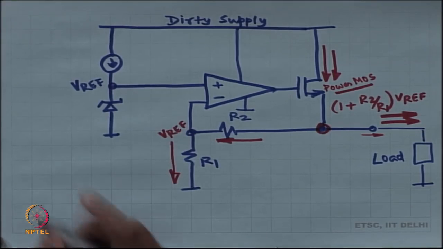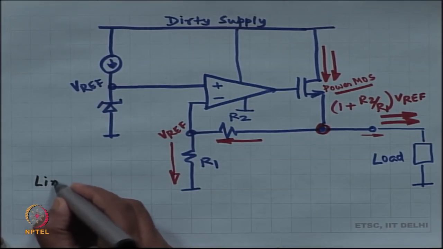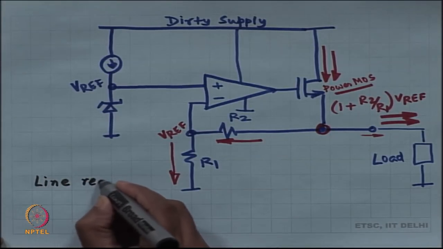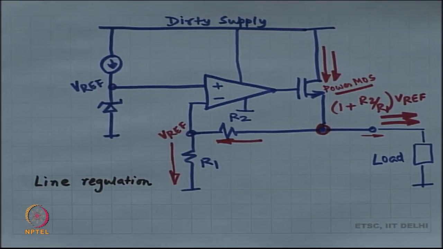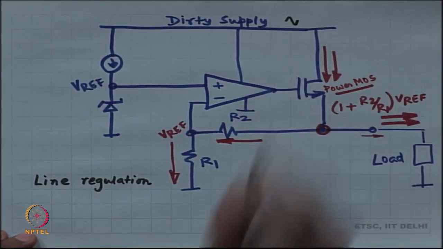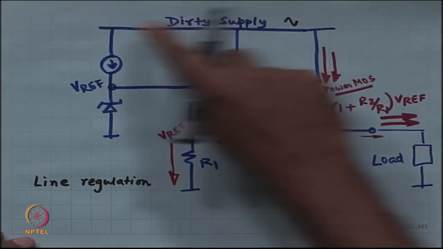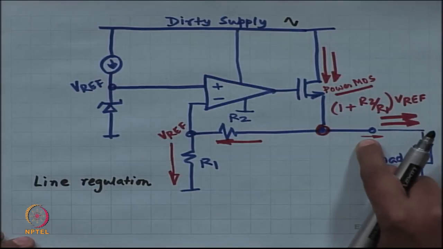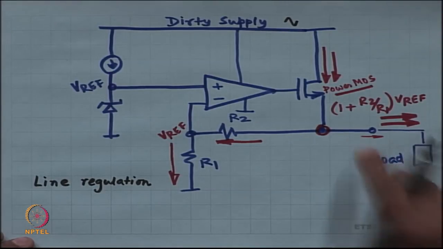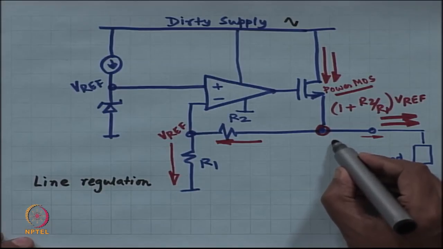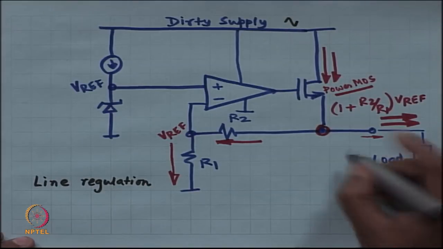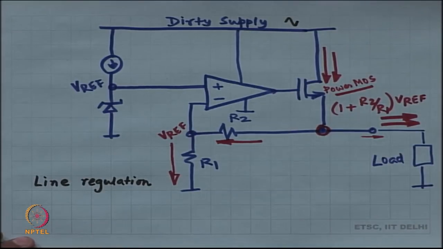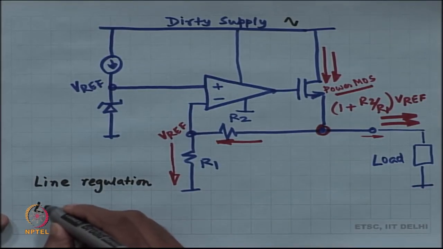Action number 1 is called line regulation. If I apply a small signal at the dirty supply, how much of that comes out? Hopefully nothing comes out, but a fraction of it is going to come out, and that fraction is called line regulation, and the other is called load regulation.